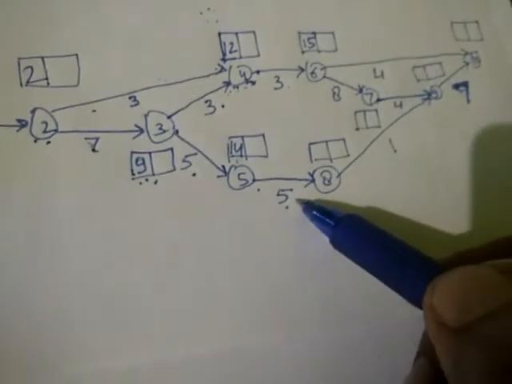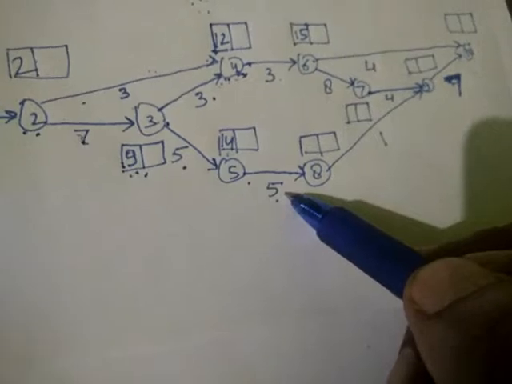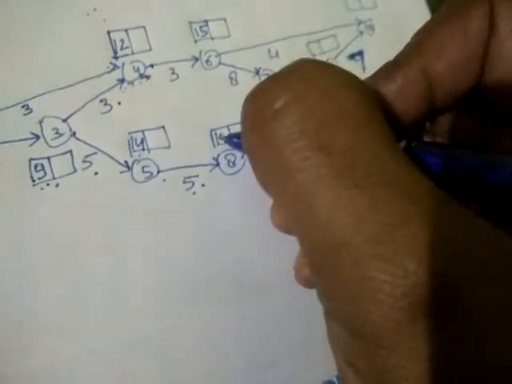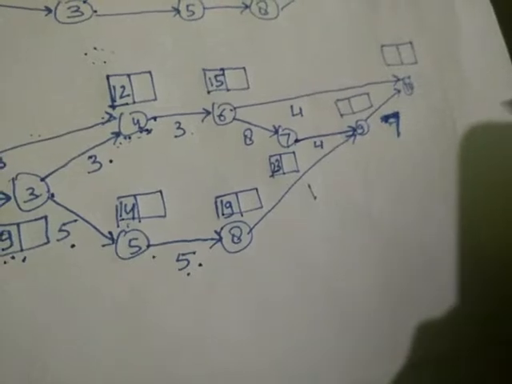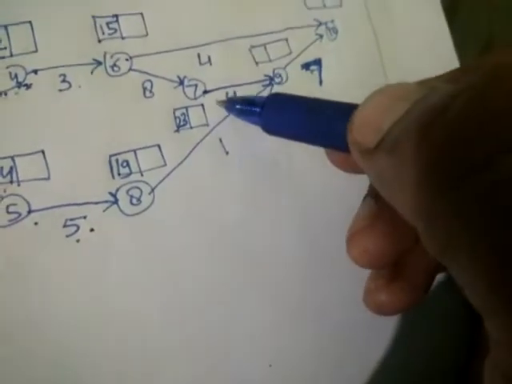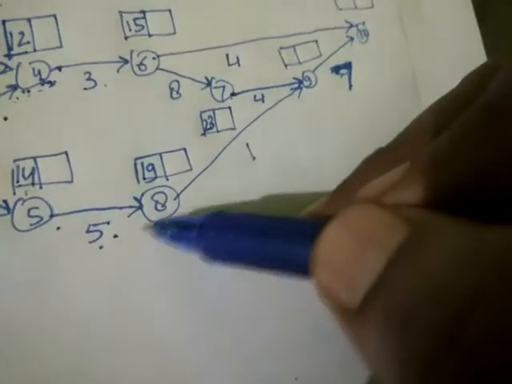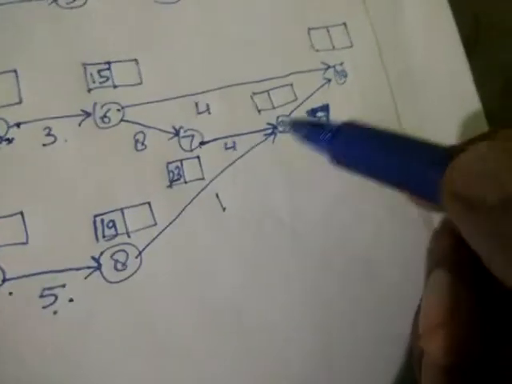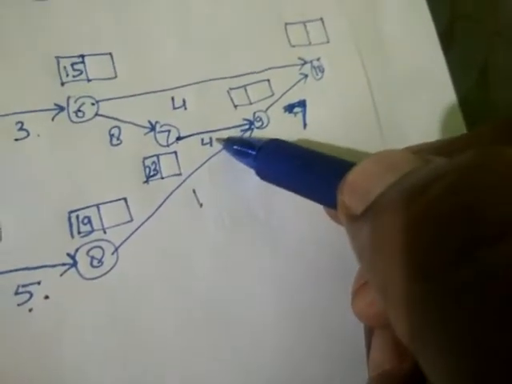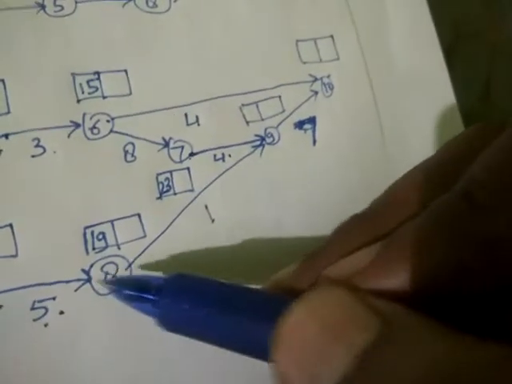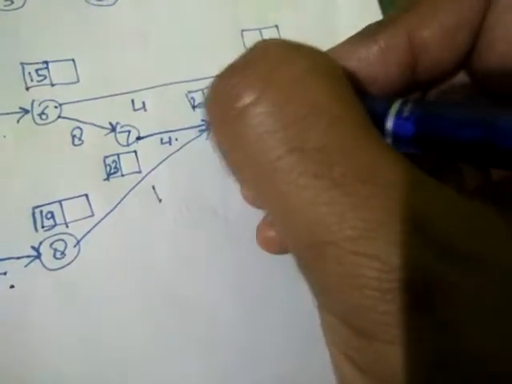Now in the same way here 14, and this activity starts at 14 and 5 hours it takes to get finished. 14 plus 5, 19. In the same way here 15 plus 8, 23. Now here you can see again this is the merge event. One path is from here and one path is from here, so we will select the greater number. 23 plus 4, 27. 19 plus 1, 20. So it means that we are going to take 27.